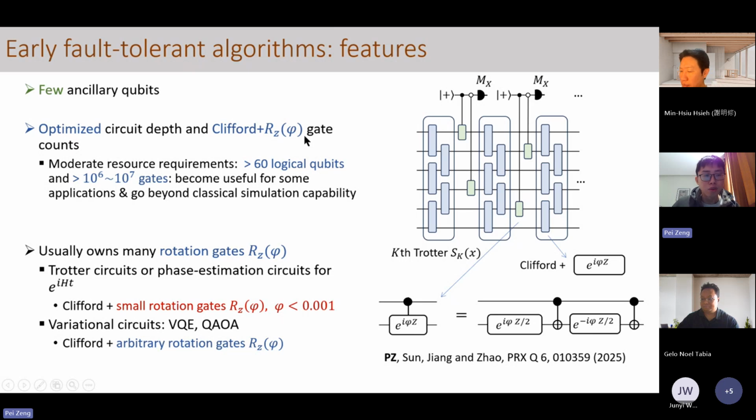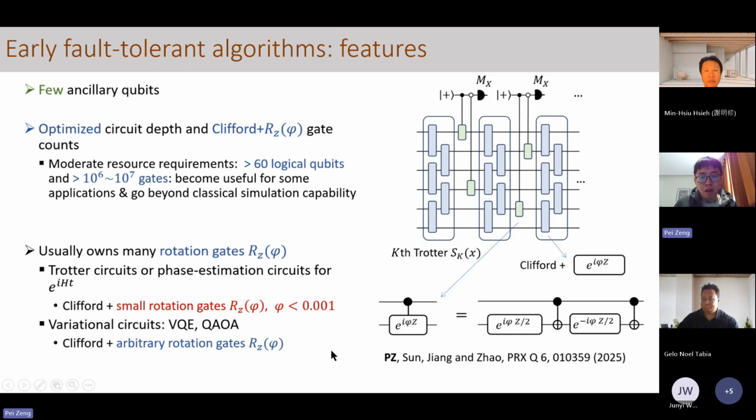When you do this kind of Clifford plus phi architecture, the major resource count comes from the phi rotation. For the shorter circuits, the phi rotation usually has a small phi angle, like 10 to the minus 2 or 10 to the minus 3. But for some variational circuits, the phi angle can be arbitrary. You can set the phi angle to an arbitrary rotation.